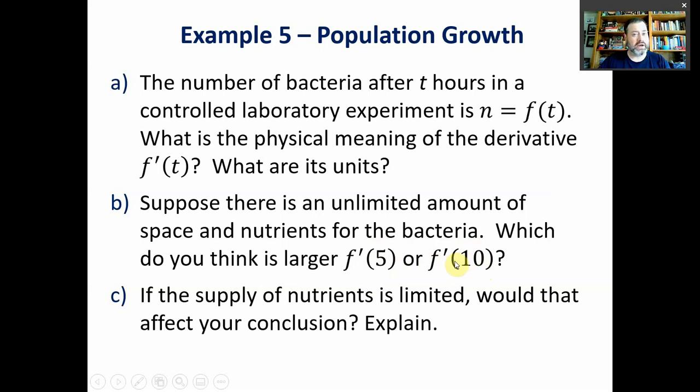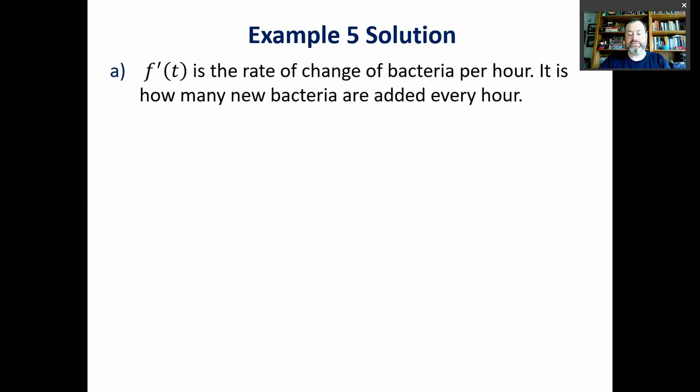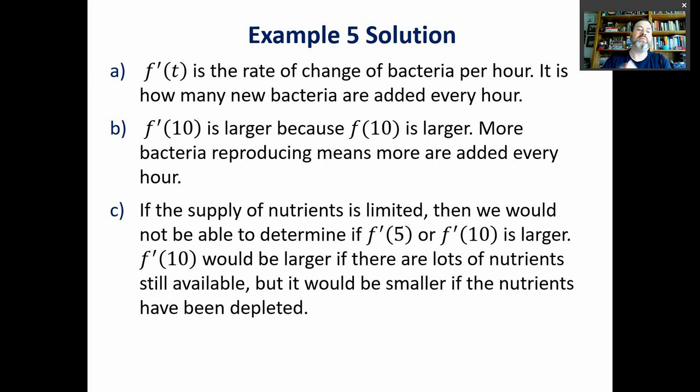But if there's a large amount of food, then this could be larger because maybe they've barely made a dent in the food supply here, and maybe here they're just starting to make a dent in the food supply. Well, if they're just starting to make a dent in the food supply, then the population is still increasing at a very fast rate, and if that happens, then f prime of 10 could be larger. So I'll let you read that answer.